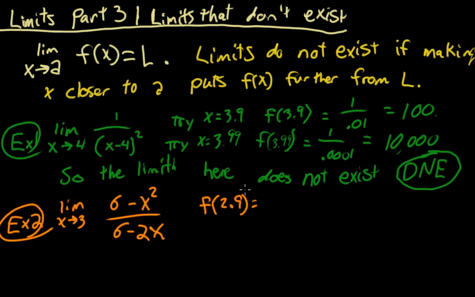Let's get the calculator out and see what that is. 2.9 squared is 8.41, so 6 minus that gives us negative 2.41 in the numerator. And 6 minus 2 times 2.9 gives us 0.2 in the denominator. So negative 2.41 divided by 0.2 equals negative 12.05.